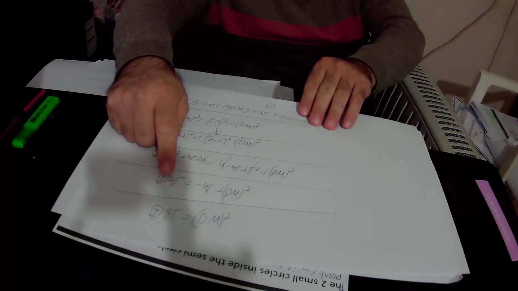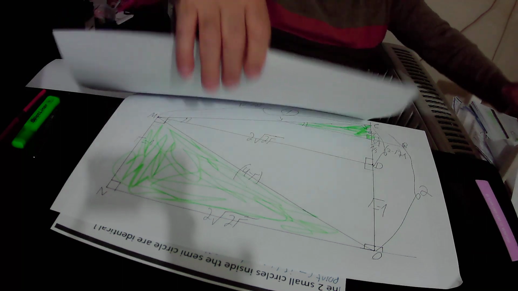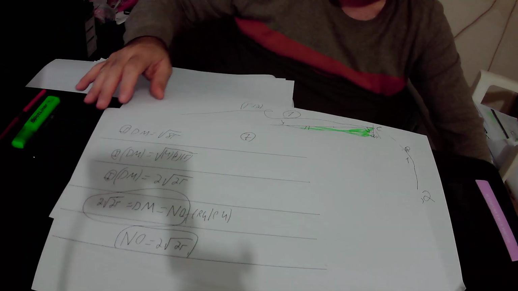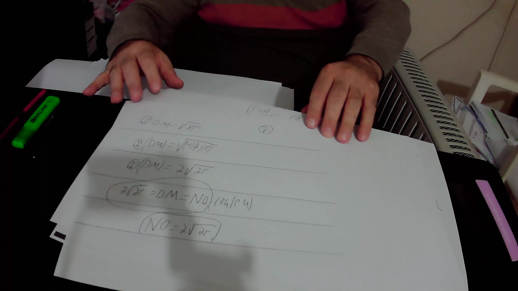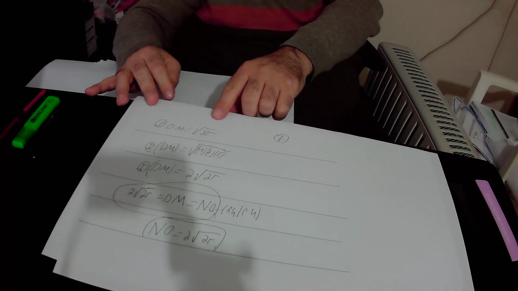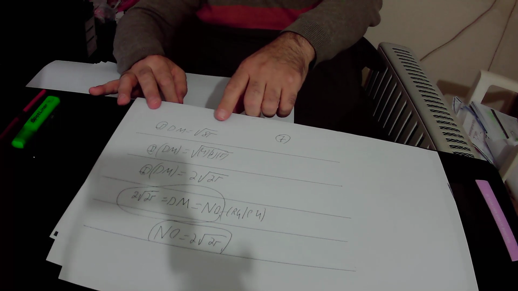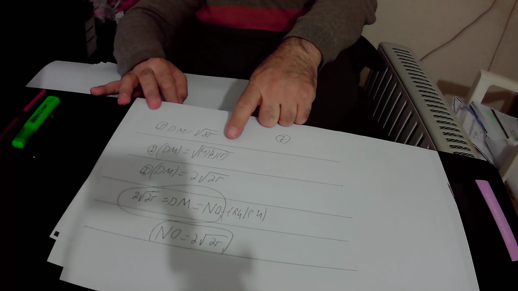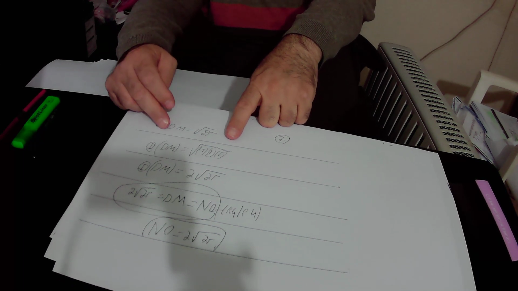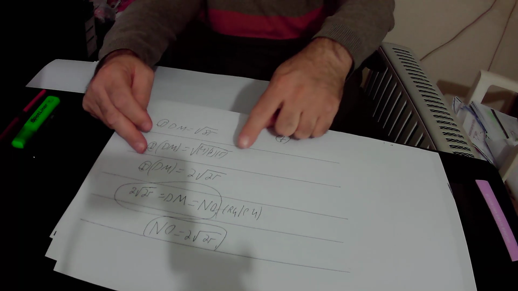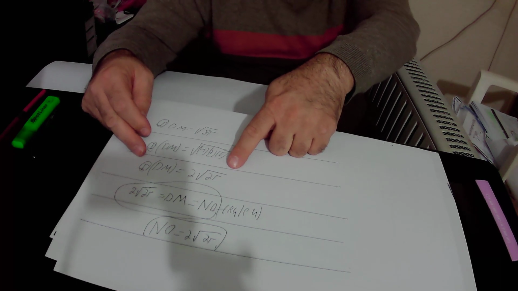We took a root of this equation, and we got that DM equals the square root of 8R. But 8 is 4 times 2, so we substituted 8 by 4 times 2 here, and we got that DM equals the square root of 4 times 2 times R. The square root of 4 is 2, so in total we got that DM equals 2 times the square root of 2R.